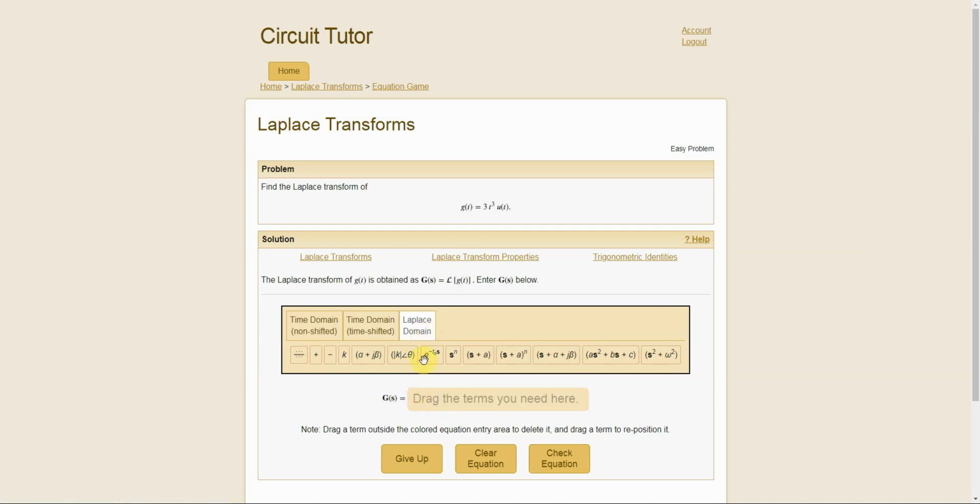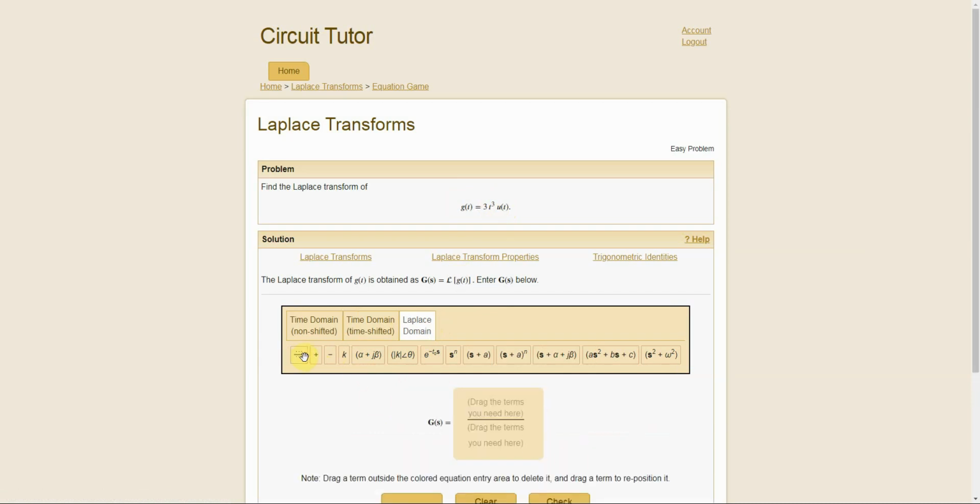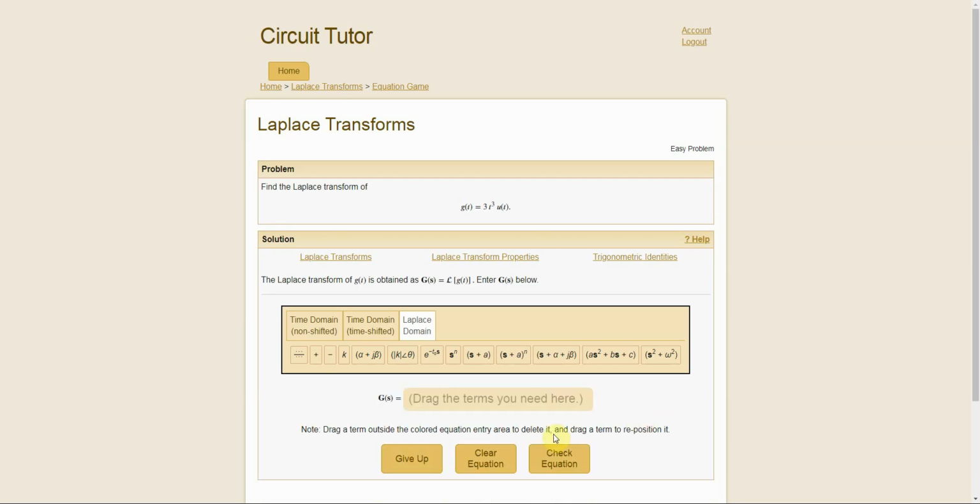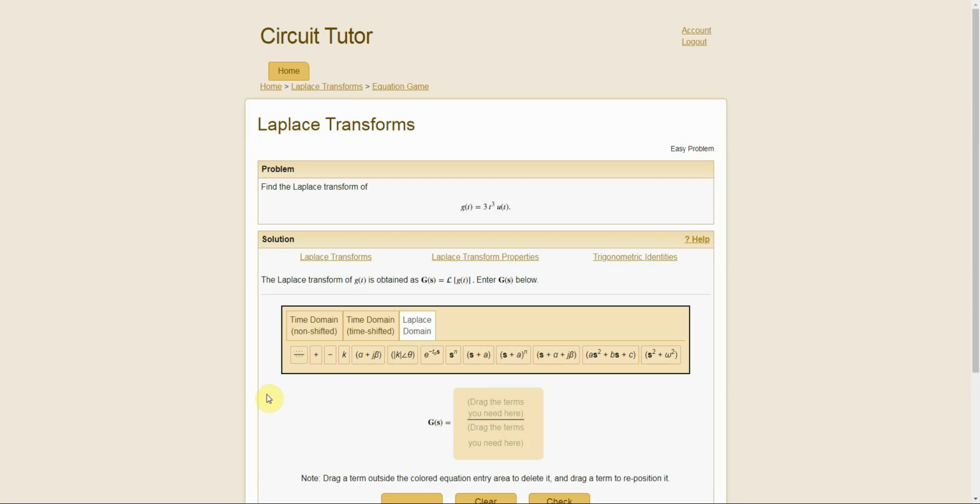So now we do need a fraction because remember that we found that this transform of this was just going to be 6 over s to the 4th. So we can either click on that or we could drag it into place. If you put something in here by mistake, you can always just drag it out and it'll be gone, and that applies to any of the terms. So like I said, you can drag or click, whichever.